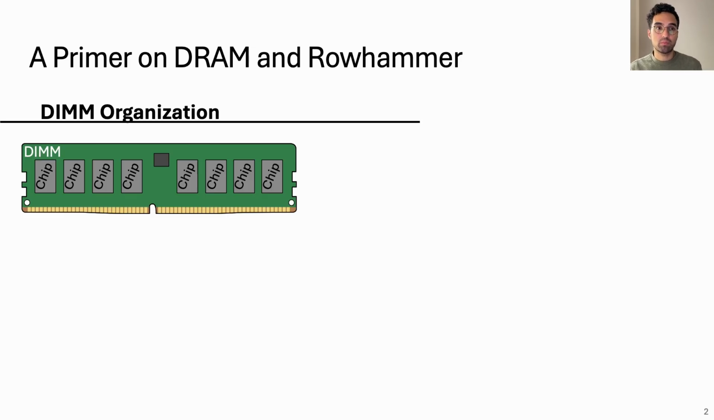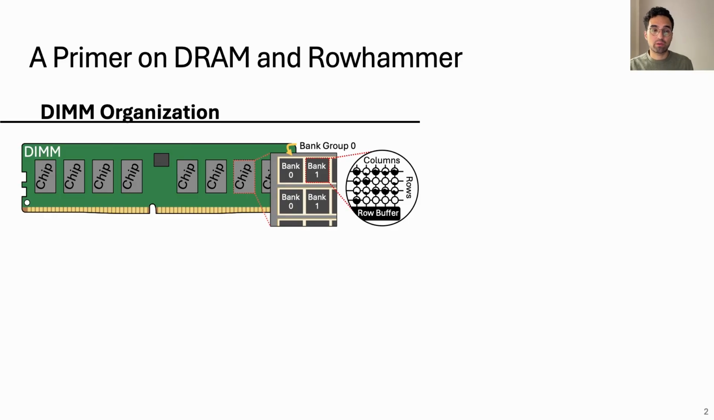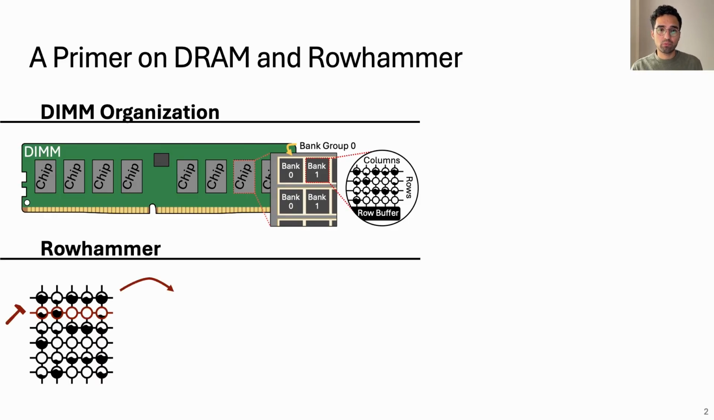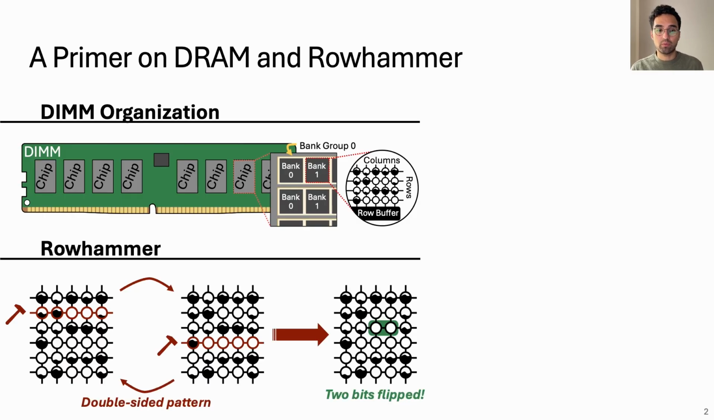Multiple DRAM chips are today typically mounted on DRAM modules, and each chip consists of multiple DRAM banks that are organized into bank groups, and each bank consists of matrices of rows and columns with capacitors holding charge. Rowhammer is a memory disturbance error that occurs if rows are repeatedly accessed. For example, two rows with one row apart in a double-sided pattern will eventually cause bit flips in the row in between, the victim row.